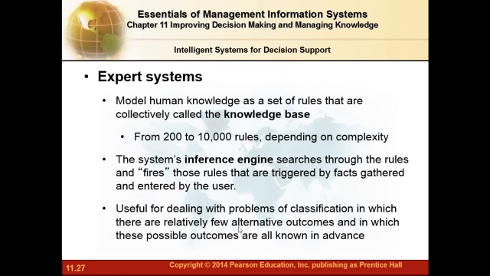First of all, we look at expert systems. An expert system models human knowledge as a set of rules that are collectively called the knowledge base. In an expert system, there are from 200 to 10,000 rules, depending on the complexity of the problem. Expert systems are actually the most common form of artificial intelligence.